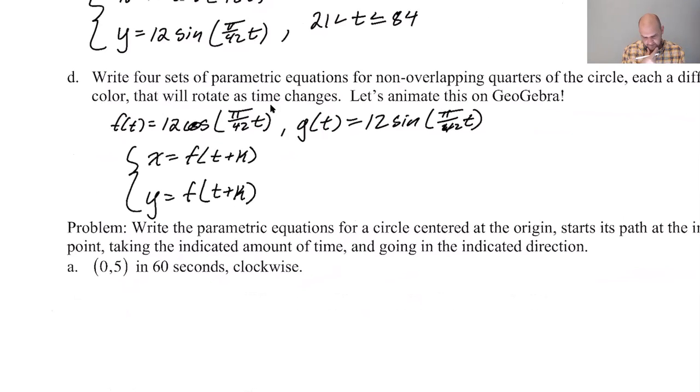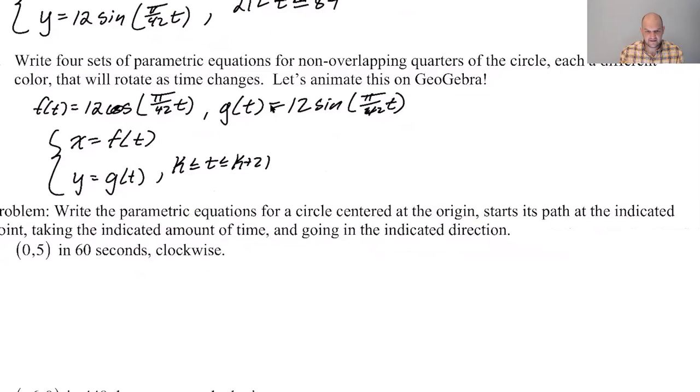And then what on earth? Oh, that doesn't work. Well, that works. What works about that? I feel like this does work, but I'm not sure. x is f of t, y is g of t. And then t is going to go from k to k plus 21. Yeah, that's going to work. Okay, and then I need to do it again. So I'm going to just steal this, duplicate and erase. Save us all a little time.